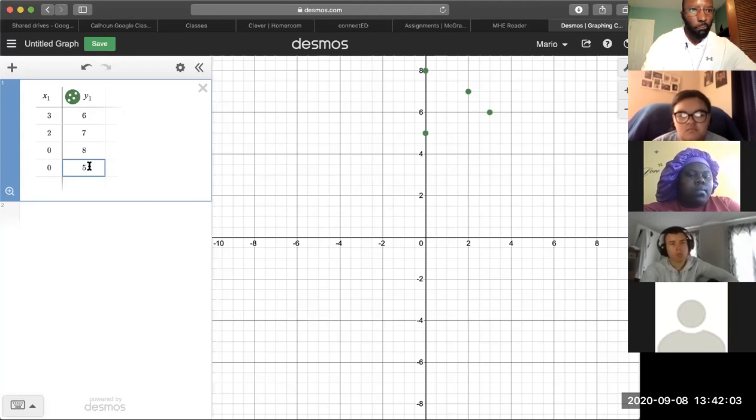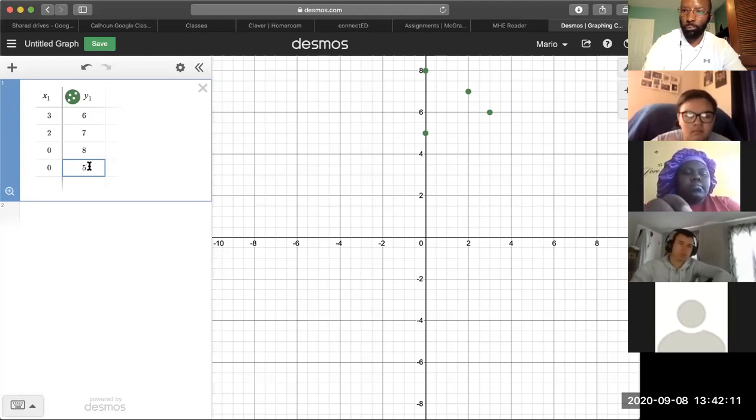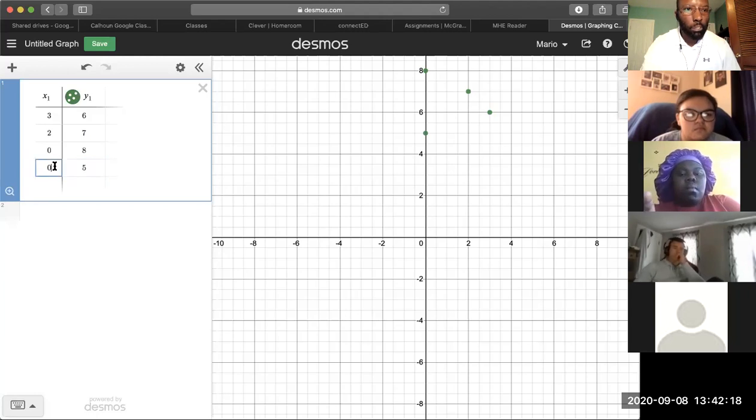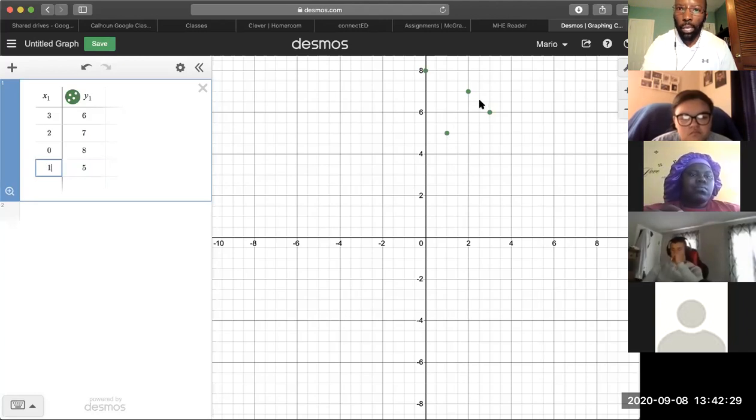So first off, any questions just about that part? For every input, there's exactly one output. Okay. So even if I made this any other x value, now it's clearly a function because my inputs each give me a distinct output, or an individual output.